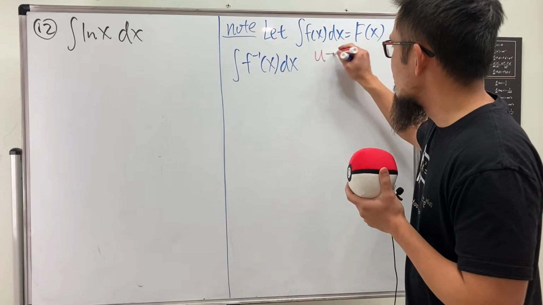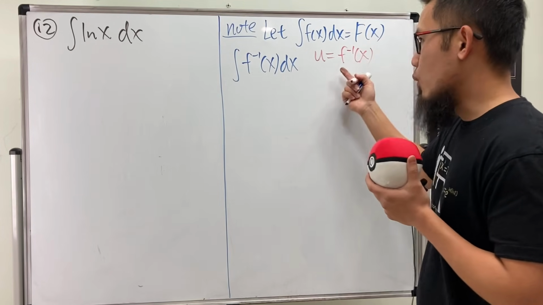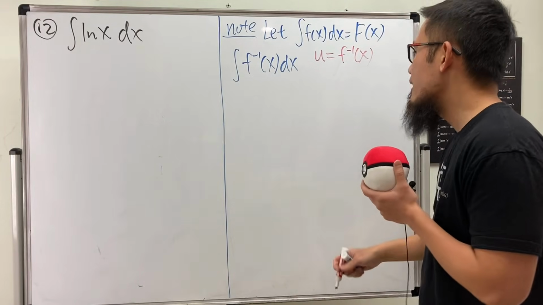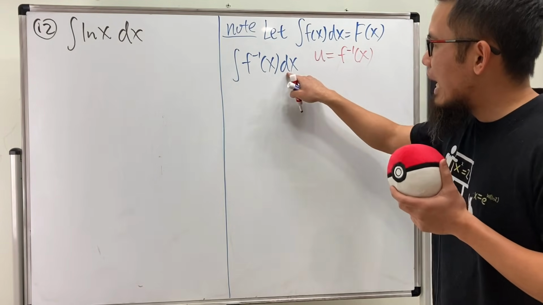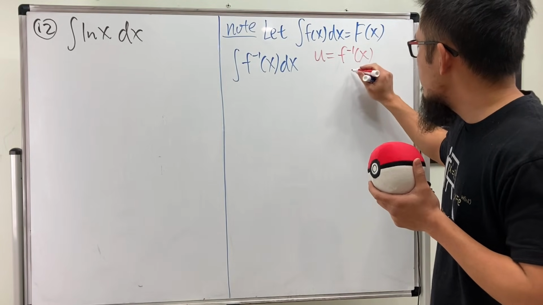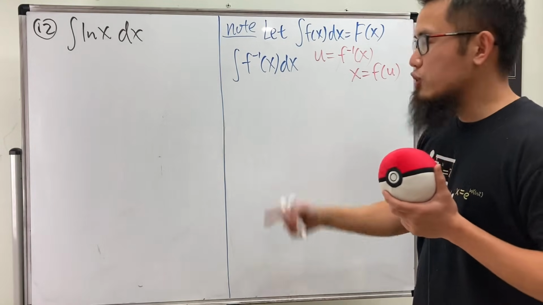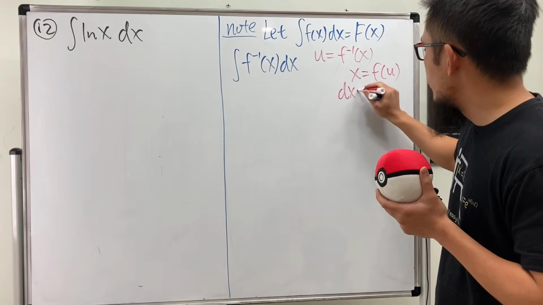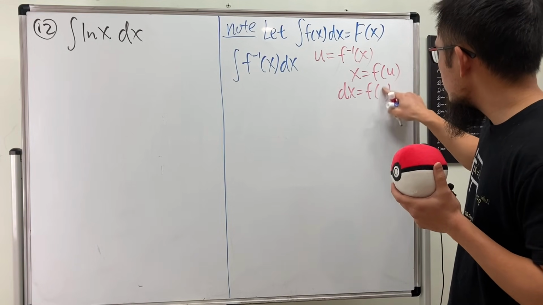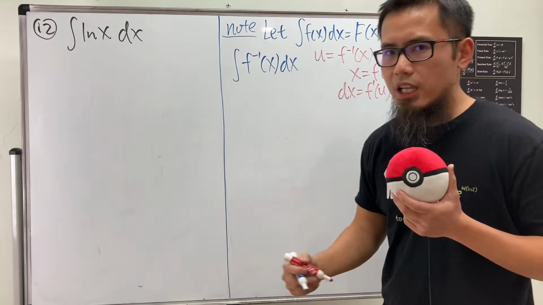Well, first, let's do a u sub. Let u equal the inverse function. And you know, this will work if you let u equal ln x as well. So this is really legit. What I do next is, well, we still have to get the dx, right? So I will take the original on both sides. This implies x is equal to f of u. And then I will differentiate both sides. So I get dx being equal to f prime of u du.